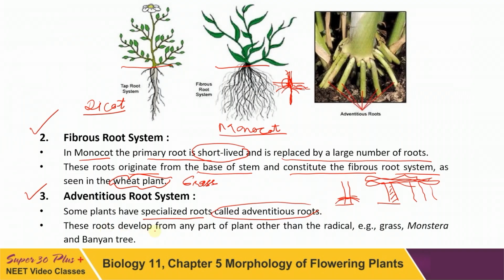These roots develop from any part of the plant, but never from the radicle. The important point is, they may develop from branches, from the stem, from leaves, or from buds, like this. So these types of roots are known as adventitious roots, as in the case of grass, monstera, and the banyan tree, right?